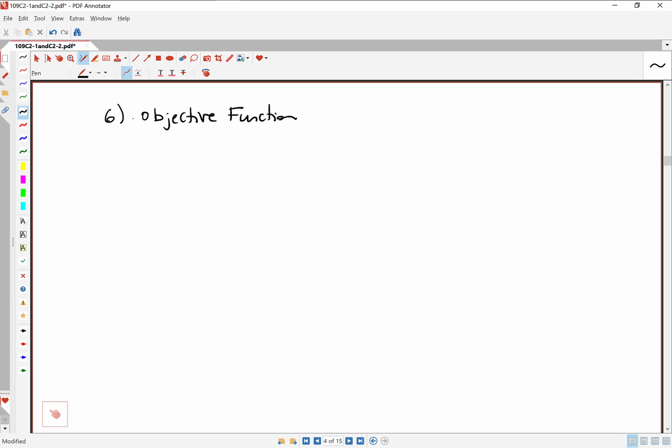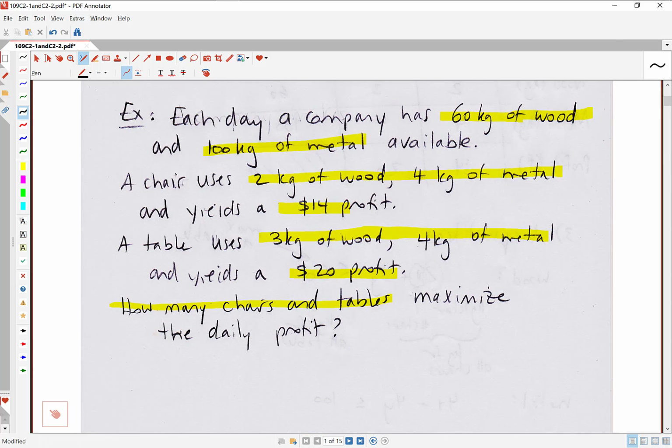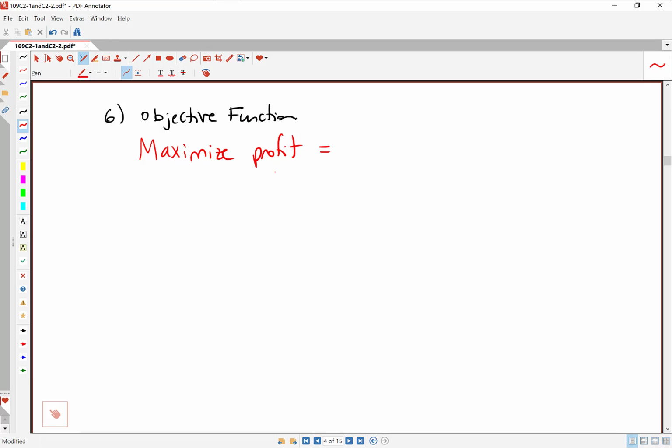So in step 6, we're going to write down the objective function. Objective function is just a fancy way of saying the function that you're trying to maximize or minimize. So let's look back at our original problem. So the question was, how many chairs and tables maximize the daily profit? All right, that tells us what we're trying to do. We're trying to maximize profit. And now what we need is a little formula for what profit looks like. And we want this to be in terms of x and y.